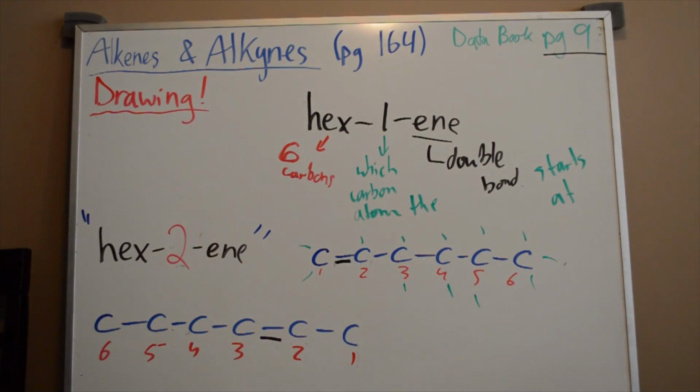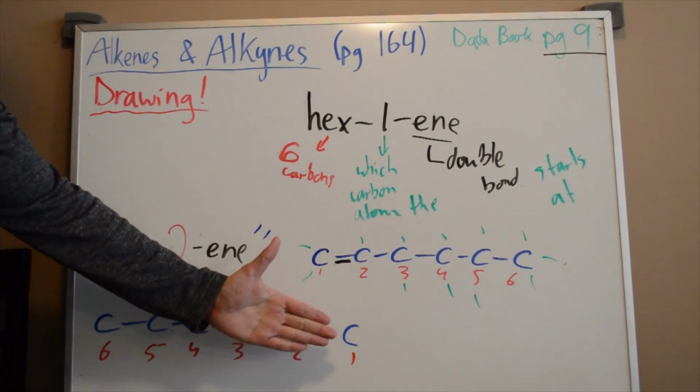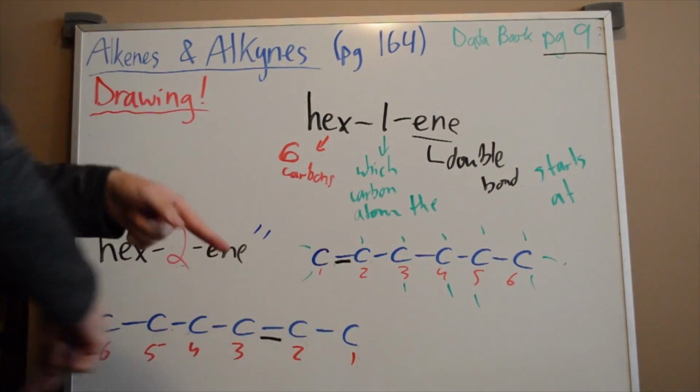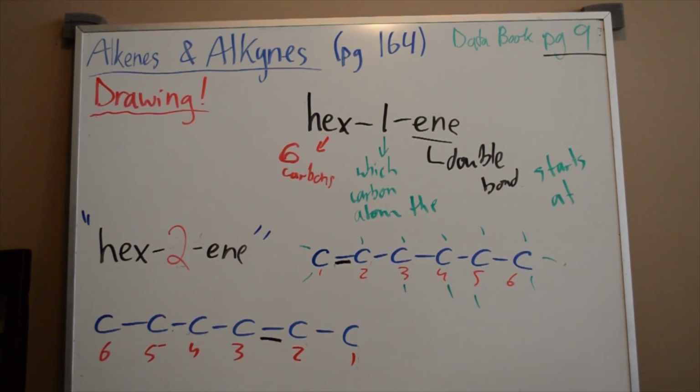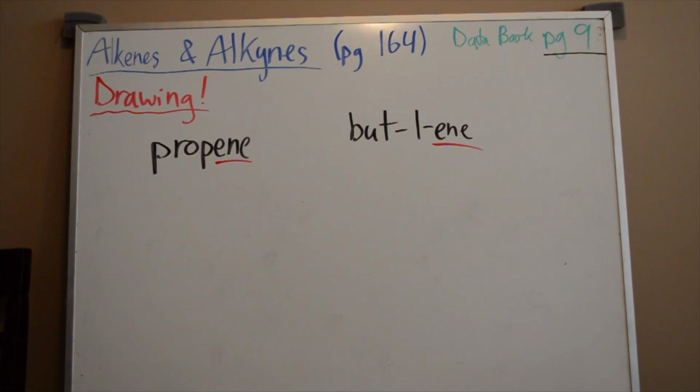And do we want the lower number? Heck yes, we do. So that's hex 1-ene, hex 2-ene, hex 3-ene. Does hex 4-ene actually exist? No, it doesn't, because hex 4-ene is just hex 2-ene just flipped, right? So, gotta watch out for some of those rules there, okay? So, in a bit, we're going to be discussing the ynes. Okay, so I sort of lied to you. We're not going to discuss the ynes just yet because we've got to cover one quick little thing.